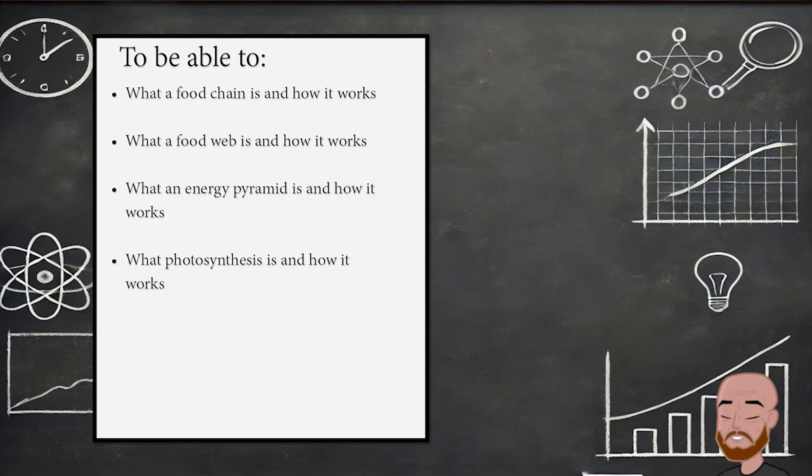Now, as we approach the end of this video, you can look at the list on the left. It contains crucial topics you need to understand. You should have knowledge about what a food chain is. It's important to know how nutrients and energy flow from one organism to another. Understanding what a food web is and how different food chains are interconnected is also essential. You need to be familiar with what an energy pyramid is and how it shows the flow of energy in an ecosystem. Finally, it's important to be able to explain photosynthesis and how plants convert light energy into chemical energy.